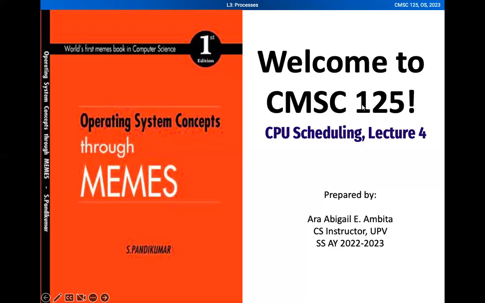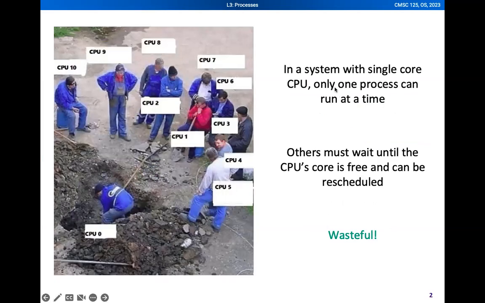So hi everyone, in this video we are going to discuss CPU scheduling and why we need it. In a system with a single core CPU, only one process can run at a time, and the others must wait until the CPU's core is free and can be rescheduled. As I mentioned, in a simple computer, the CPU then just sits idle.